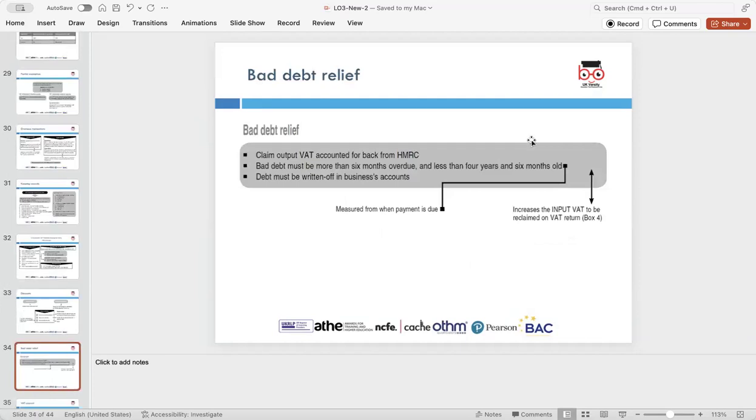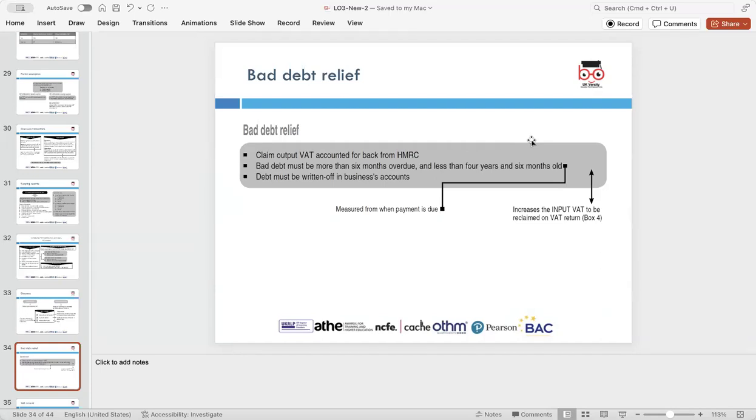Bad debt relief. Bad debt relief is a mechanism that allows businesses to claim back the output VAT that they have previously accounted for on sale invoices that have gone unpaid and have subsequently been written off as bad debts.